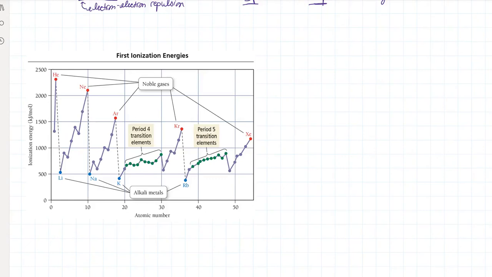Alright, so our final video for chapter 3 is going to take a look at forming some ions for transition metals. We're also going to be discussing ionization energy and some of the general trends once we take a look at these transition metal ions.